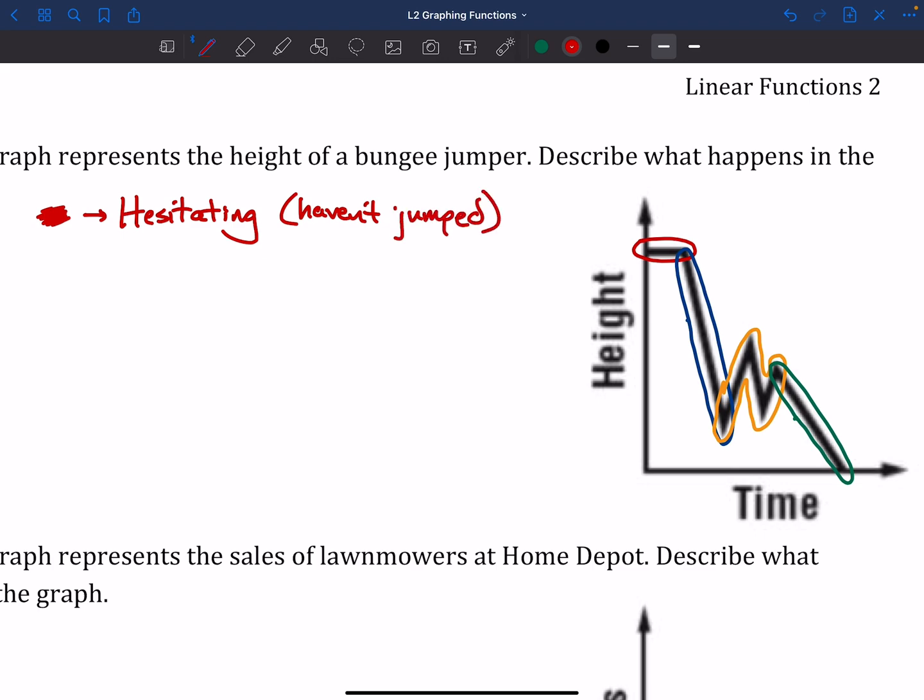It's really scary, you're like 300 feet in the air and you're like, oh my God, am I going to do this? After that, this big blue piece is Geronimo.